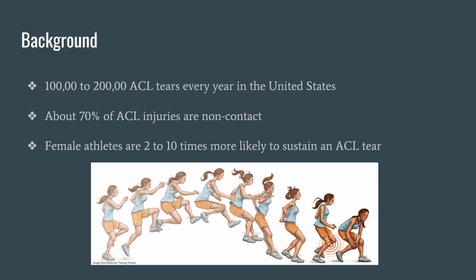About 70% of ACL injuries are non-contact injuries. Non-contact injuries occur during a quick change of direction, slowing down, or landing wrong from a jump. Female athletes are 2 to 10 times more likely than males to sustain an ACL tear. The increased risk depends on the sport that is being played, with female soccer players being 3 to 5 times more likely, and female basketball players being 2 to 7 times more likely to tear their ACL than their male counterparts.